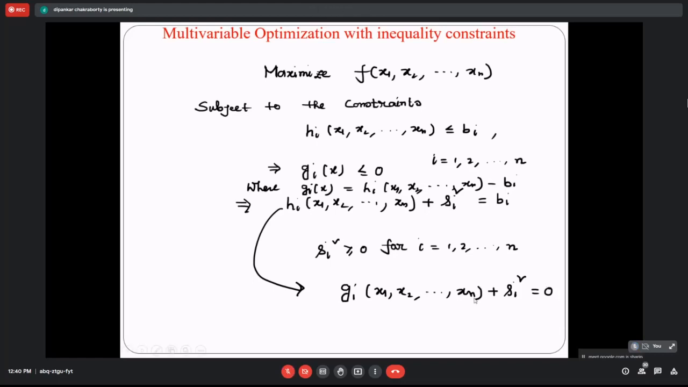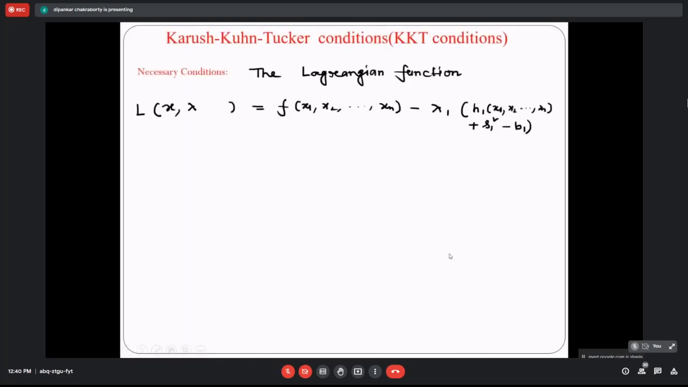Yes, sir. So that means this constant you can now modify to, as I've written, h1, g1, x1, x2, xn minus b1. This can be replaced by g1, x1, x2, xn, right? Plus s1 square. Okay? Minus lambda 2 into g2, x1, x2, xn plus s2 square.